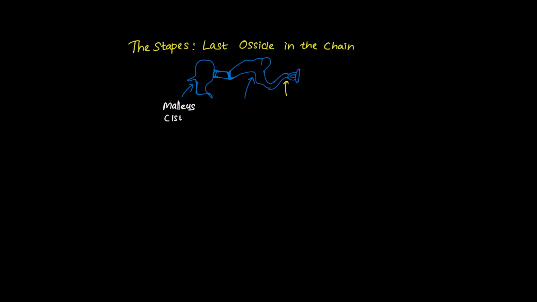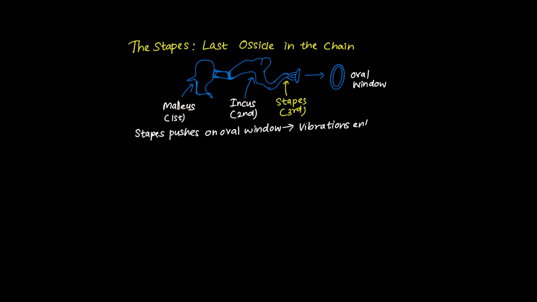After sound passes through all three ossicles, the last bone in the chain pushes against a membrane-covered opening into the inner ear. That last bone is the stapes, the stirrup. It contacts the oval window, and when it pushes, vibrations transfer into the fluid-filled cochlea, where the organ of Corti converts them into nerve impulses.